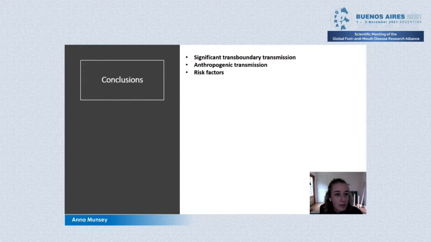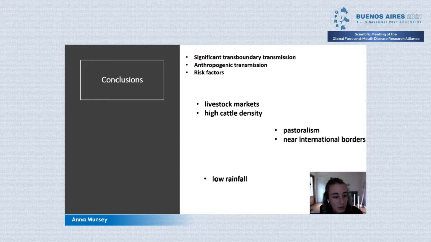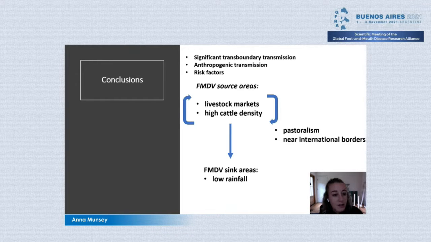To summarize all these findings, we found evidence of significant transboundary transmission in East Africa, evidence of longer distance spatial diffusion, so likely anthropogenic transmission, as well as the following risk factors. So livestock markets, high cattle density are more likely to serve as FMD source areas, whereas areas of low rainfall, we found a tendency for virus to remain circulating there, but they were more likely to be classified as sink areas, so branch end locations in our resource gradient function analysis. And then pastoralism in areas near international borders were not significant.